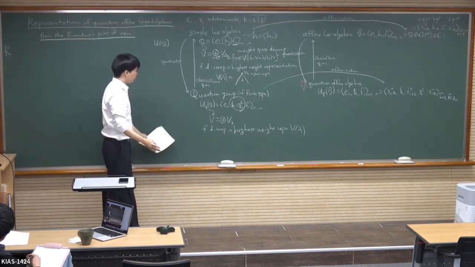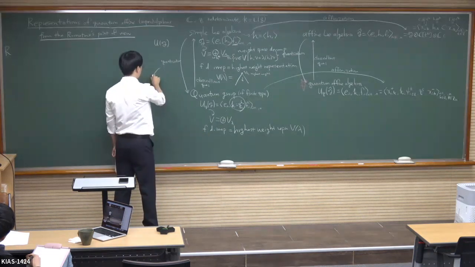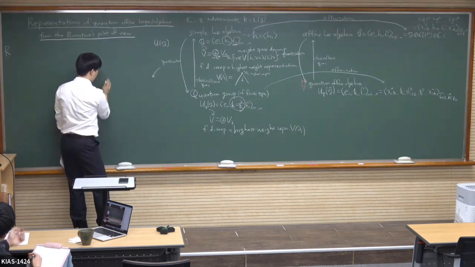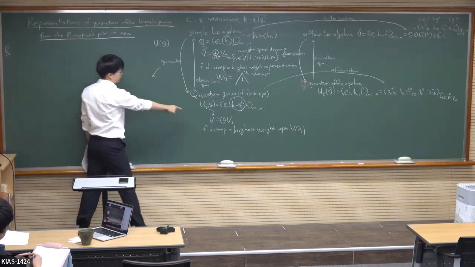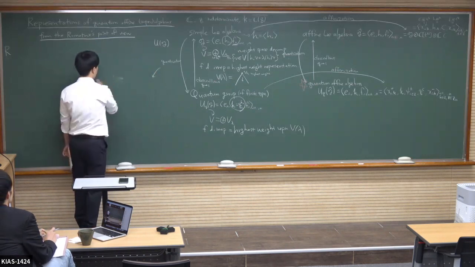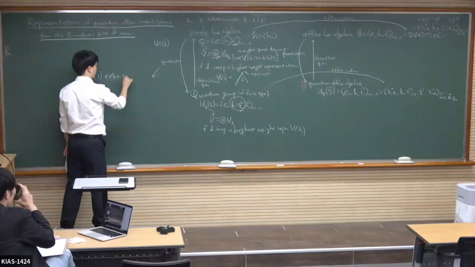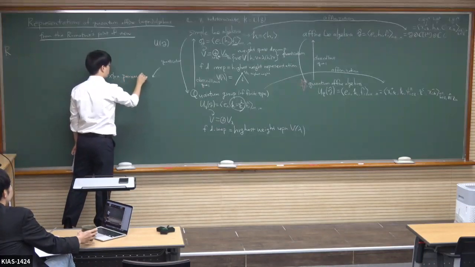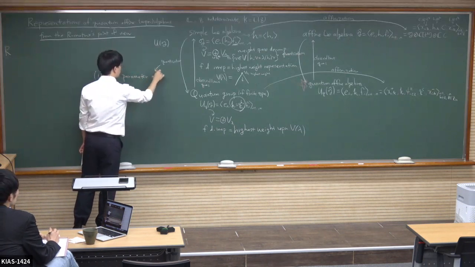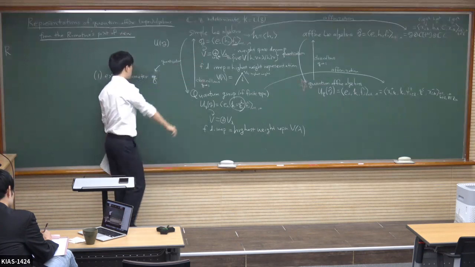Then why should we do this quantum group? Because this quantization gives two additional structures. Namely, the first one is that now we have the extra parameter Q. Well, as I said, as Q goes to one, then we recover the classical situation.